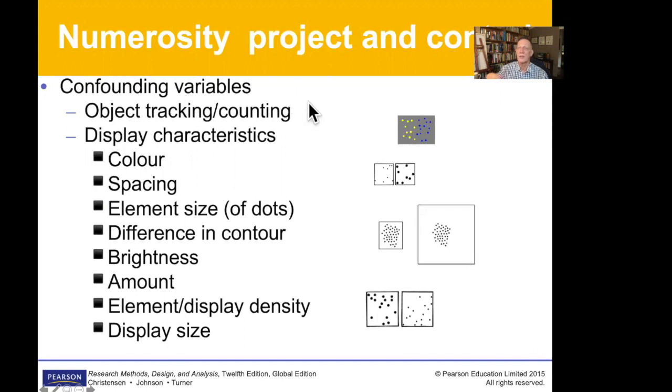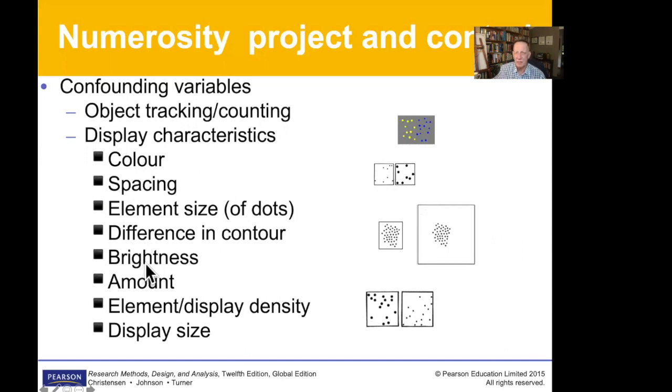In this instance, we would like to distinguish it from object tracking or discount that. And how can you control that? Well, basically by increasing the number of dots so that they cannot, for instance, track the number. And then they found that there were a number of display characteristics such as color, spacing, element size of the dots, differences in contour, which basically means the contours of the elements are larger in the one.